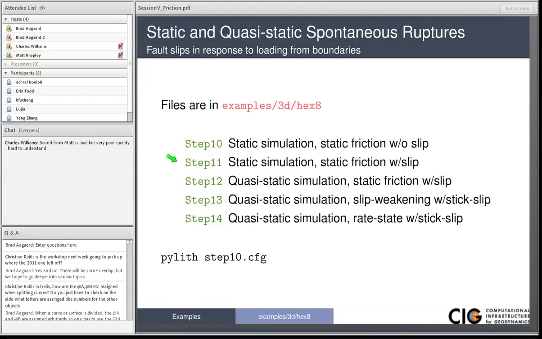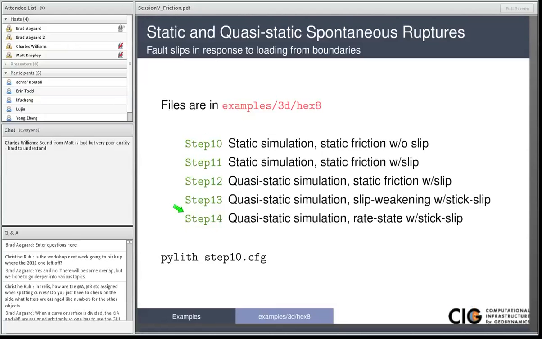Then 12, 13, and 14, we're going to run step 14. So step 12 is a quasi-static, where we're going to load the fault gradually with constant velocity boundary conditions, and then the fault will fail, and we'll continue to apply those velocity boundary conditions. And so in the static friction, once it fails, it just begins to creep along at a steady state slip rate. In step 13, we're going to use slip weakening with stick slip behavior. And in step 14, it's rate and state with stick slip behavior.